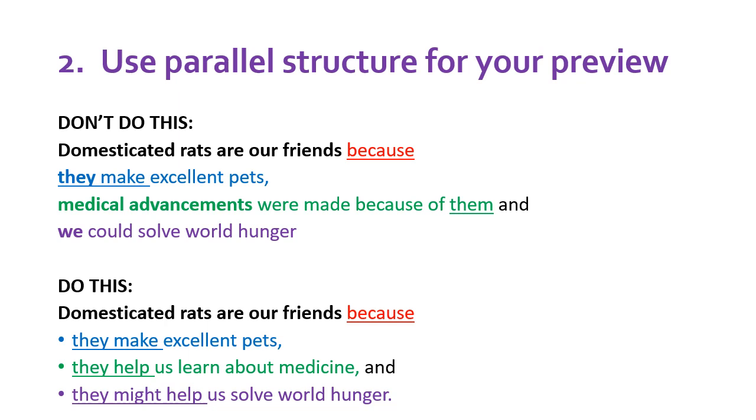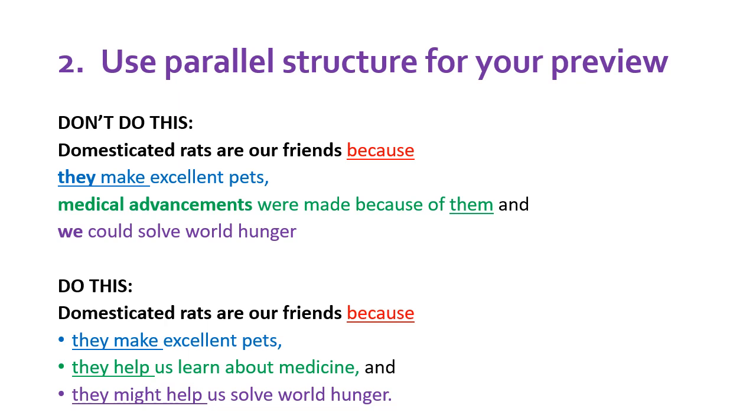And what I want you to notice is that in the first one, the subject of each item in the list keeps shifting. The first subject is they, and then the second one is medical advancements, and then the third one it's we. So the organization of each item in the list keeps shifting. In the second example, each item in the list starts with they for the rats and then has a verb of something they do to help us. They make, they help, they might help.